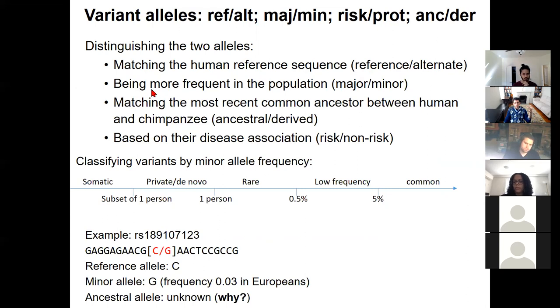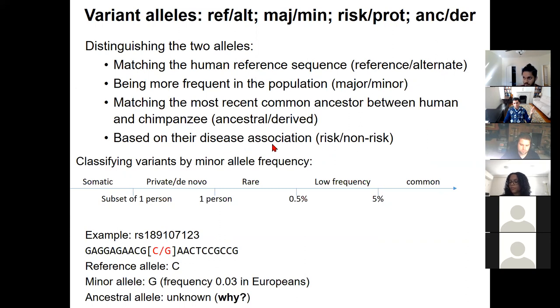We could also ask if an allele is the major allele or the minor allele, if it's more or less frequent in the population. The challenge with this one, of course, is that you don't always have the major allele be the major allele everywhere. There are some smaller populations where the minor allele across the planet is in fact the major allele in that population. You could also ask, does it match the most recent common ancestor between human and chimp? So you can ask if it's an ancestral allele or a derived allele. And again, the problem there is that some spots are just simply not found in chimp, so you might not have an ancestral or derived annotation.